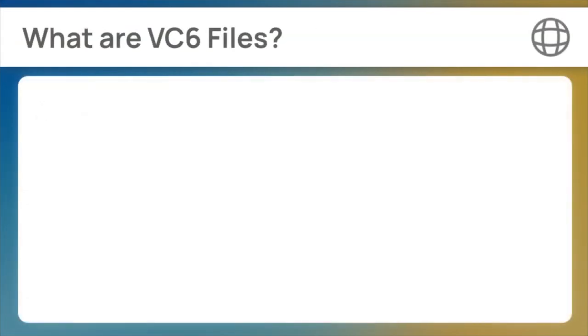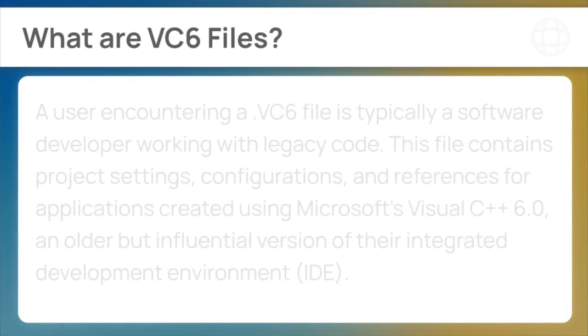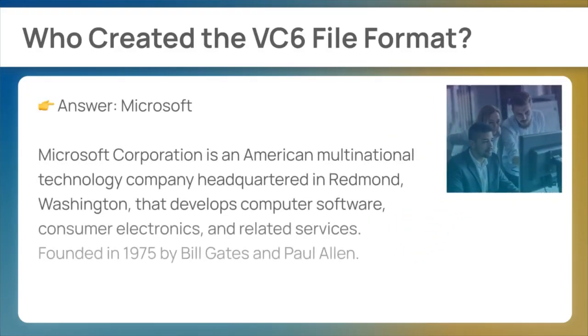A user encountering a .vc6 file is typically a software developer working with legacy code. This file contains project settings, configurations, and references for applications created using Microsoft's Visual C++ 6.0, an older but influential version of their integrated development environment, IDE.